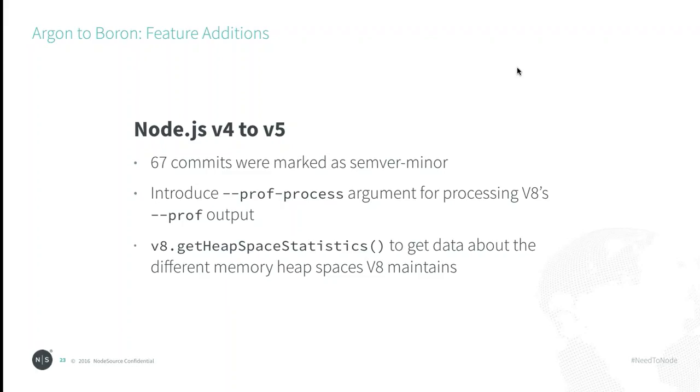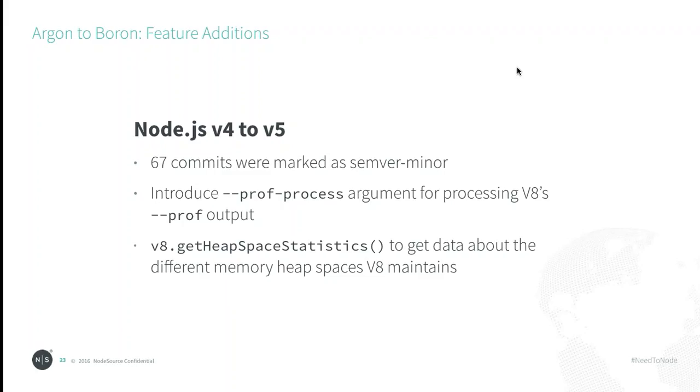We introduced a couple of interesting debugging and inspection APIs, including the --prof-process command line argument for processing V8's --prof output. So V8 has a built-in profiler. It spits out really verbose and horrible output. V8 also has their own little JavaScript thing that it's called a tick processor that will process that data. We now bundle that, and you can run --prof-process to run that against one of these output files from the V8 profiler. And that's really interesting output. I'd actually encourage you to go and play with that one because you might find some interesting stuff there.